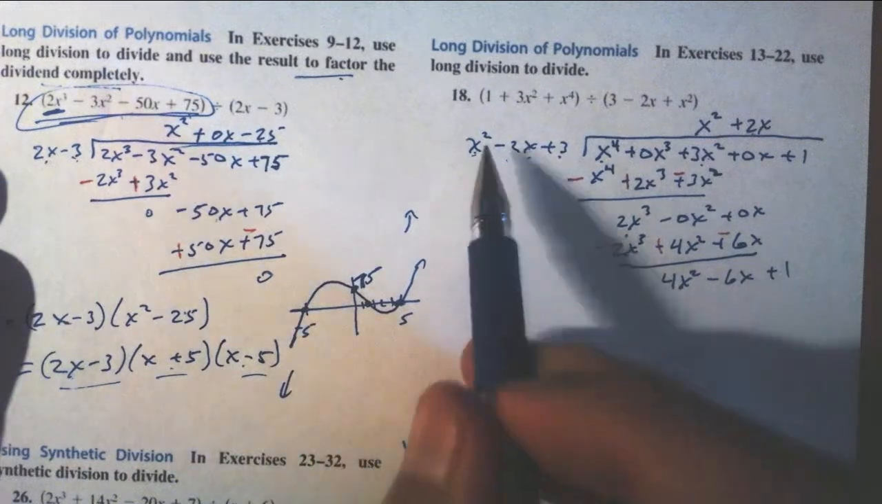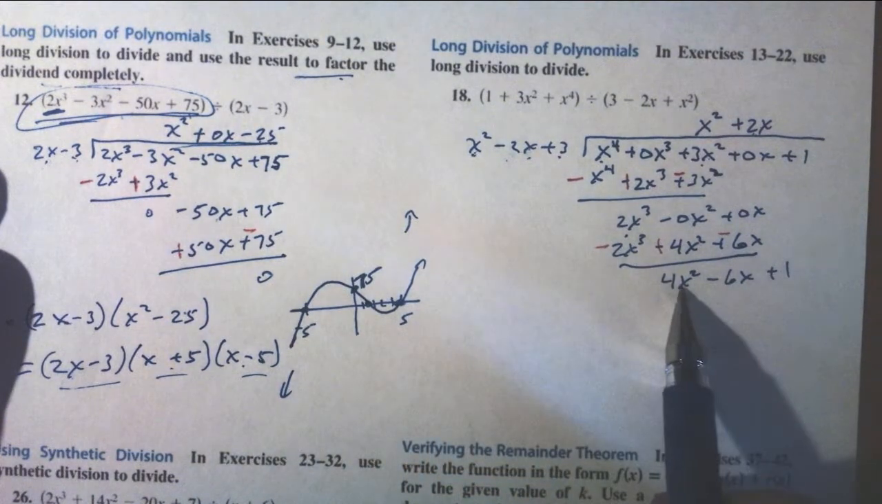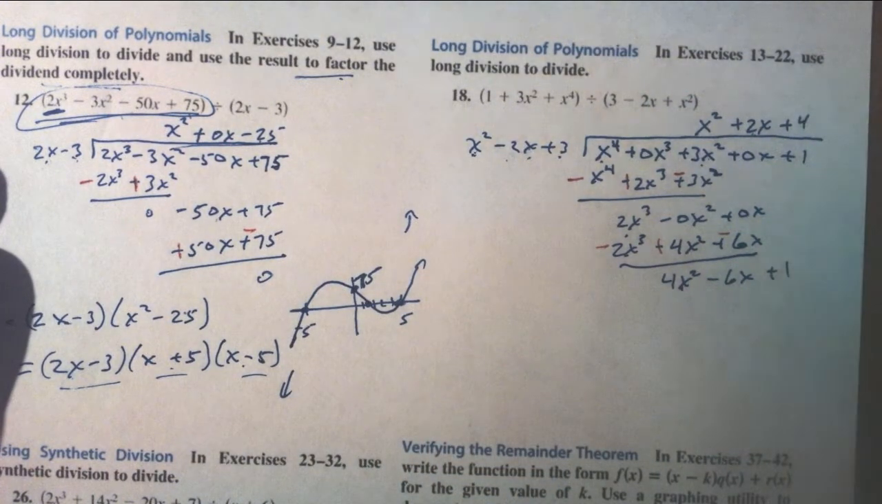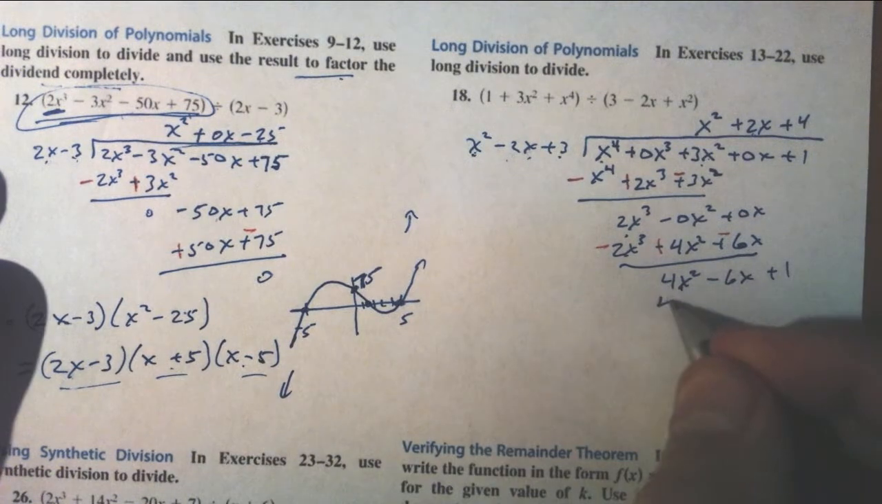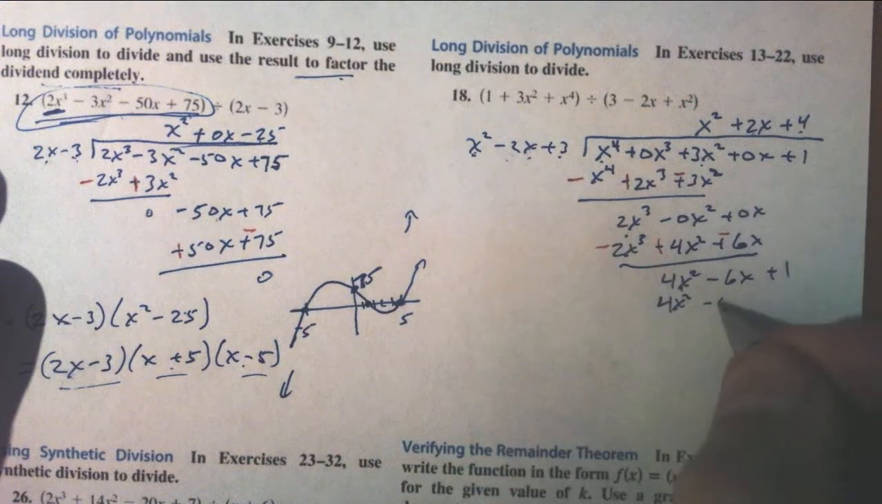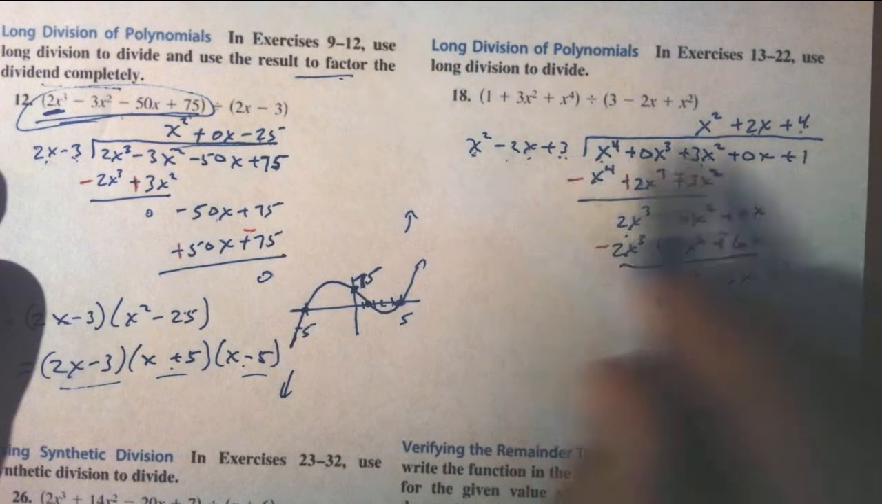And I ask, what do I have to multiply x squared by to get 4x squared? Plus 4. So I get a 4x squared. I get a minus 8x. I get a plus 12.